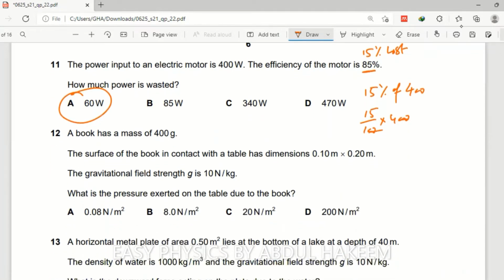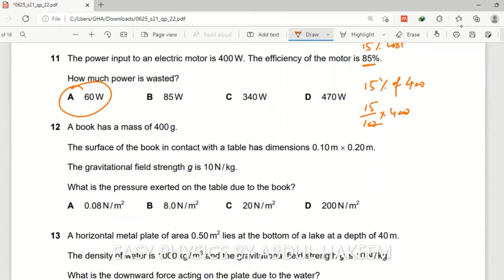Next, the book has a mass of 400 grams. The surface of the block in contact with the table has a dimension of 0.1 by 0.2. The gravitational field strength is 10. What is the pressure? Look, pressure is equal to force divided by area. And the force is exerted due to the weight of the book. And the weight is mg, divided by area.